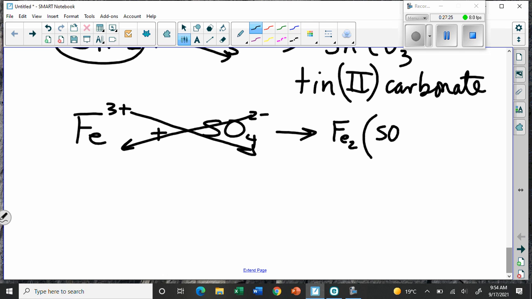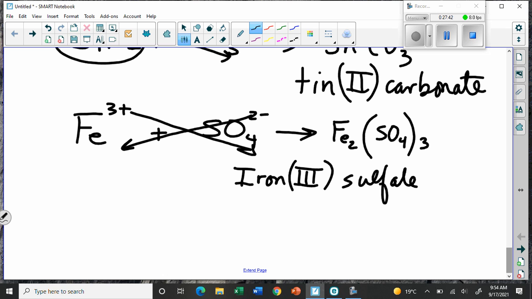So we put the sulfates in the brackets to group them all together, and then we cross our 3 down, so we have 3 of them. And this would be called iron 3 sulfate. And that's the process.